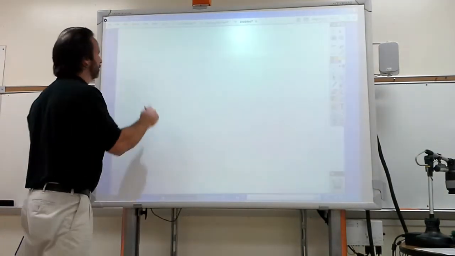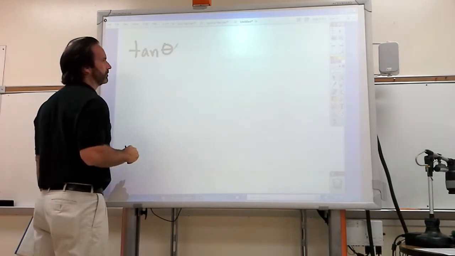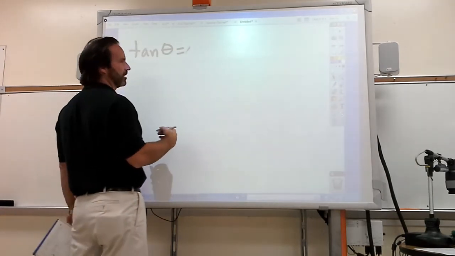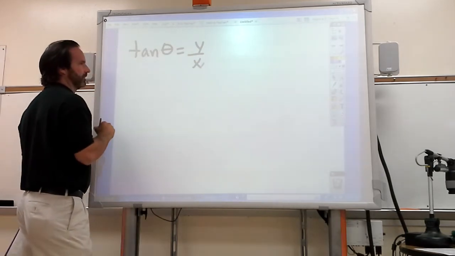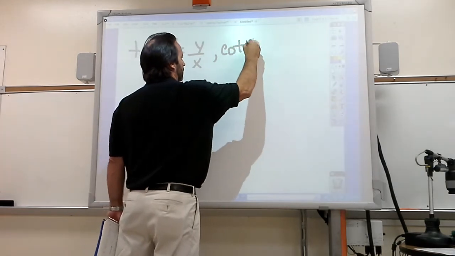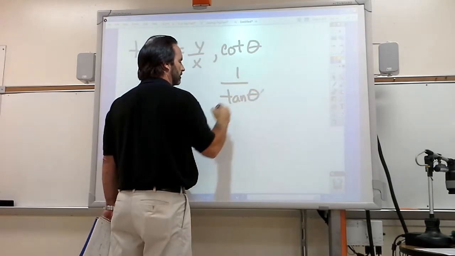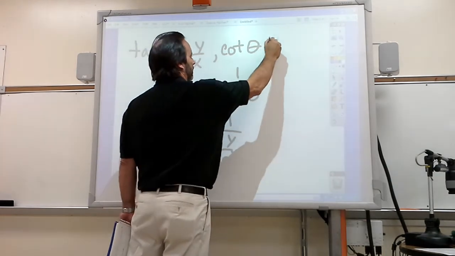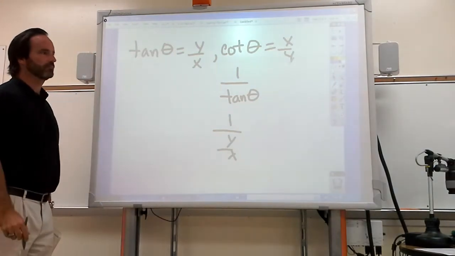Okay. So let's do tangent theta. That's what? Opposite over adjacent, our TOA. That's going to be y over x. Okay? And that's paired up, obviously, with cotangent of theta. It's easy to remember that. Remember, that's 1 over tangent of theta, which puts me, what, 1 over y over x. Well, it gives me what? X over y. Okay?